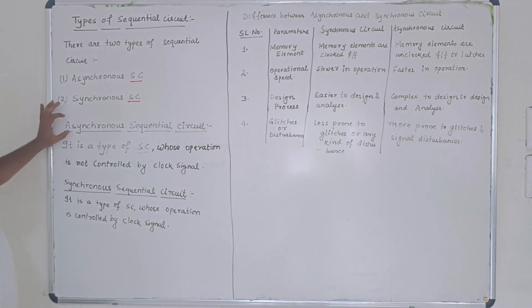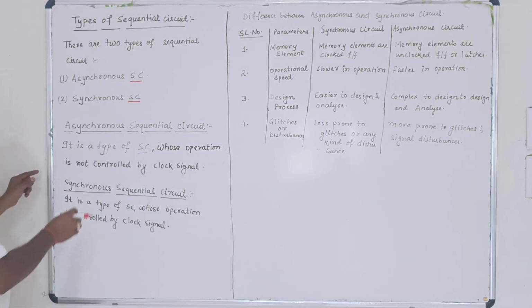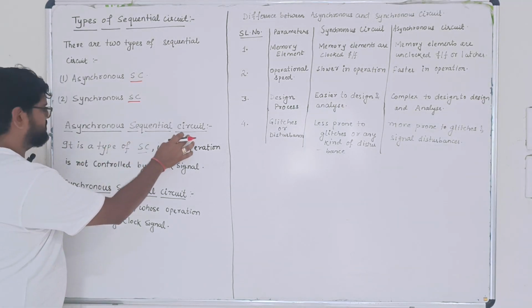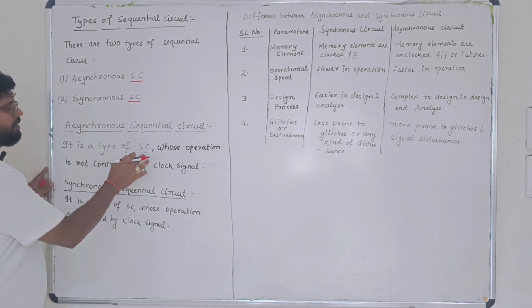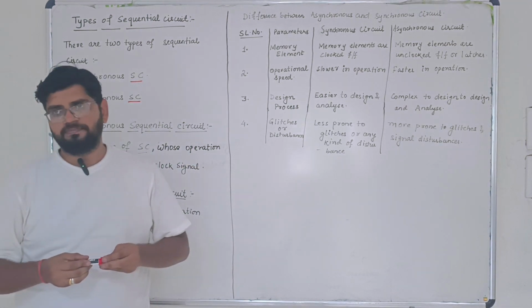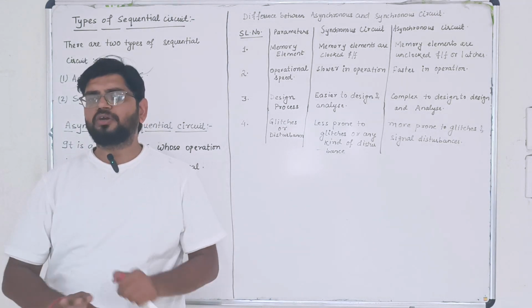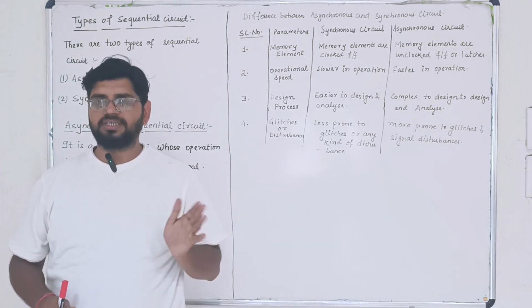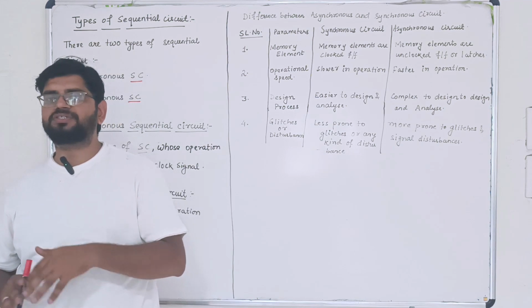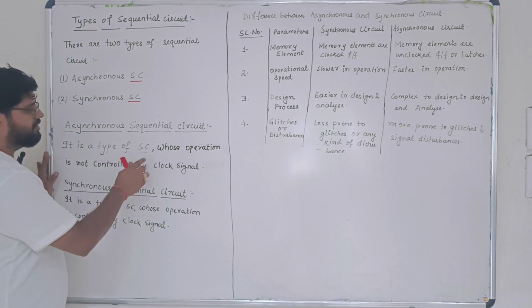Now we'll talk about the definitions of asynchronous and synchronous, and then analyze the differences between both of them. So what exactly is an asynchronous sequential circuit? It is a type of sequential circuit whose operation is not controlled by the clock signal. It is that type of sequential circuit in which we are not using any kind of clock signal.